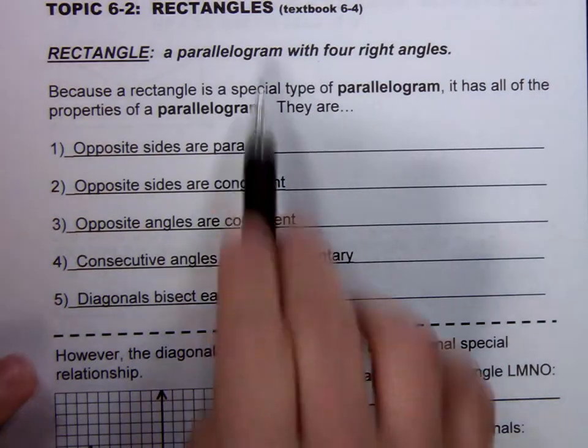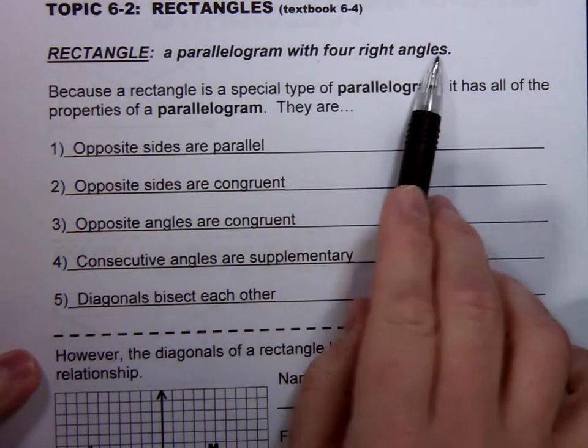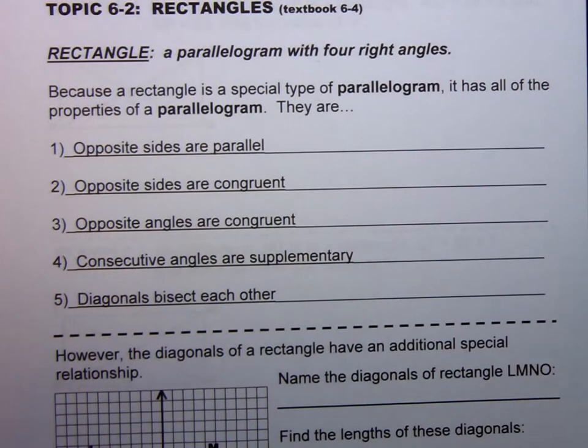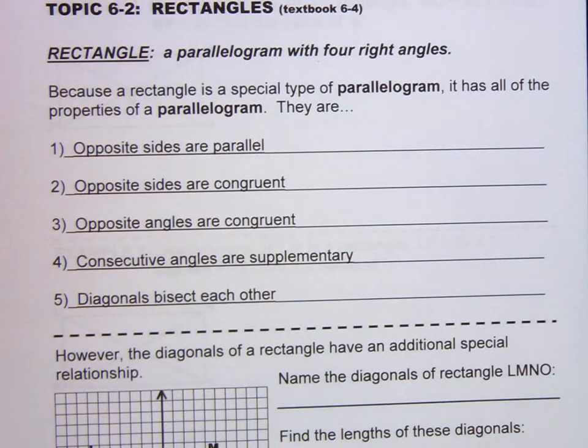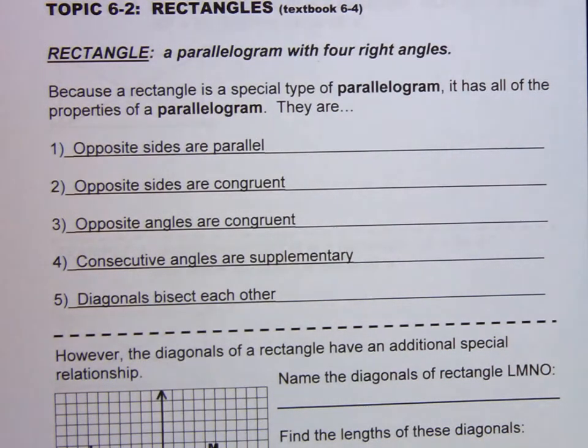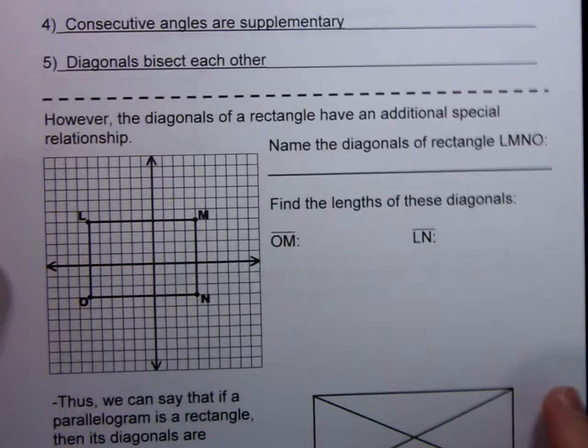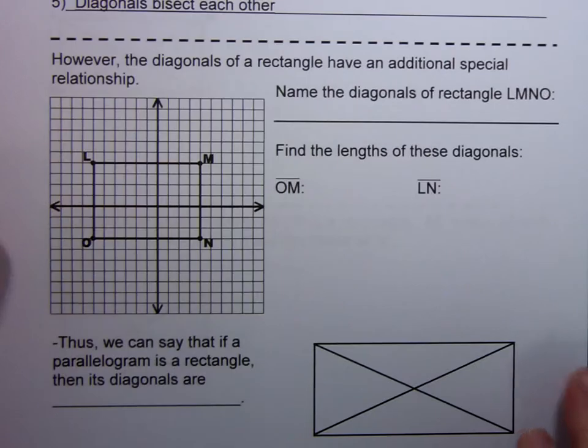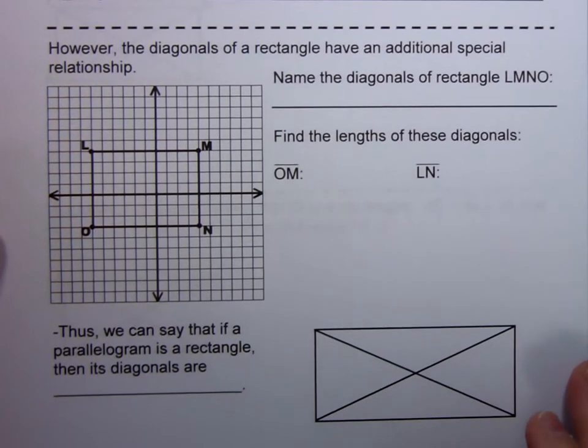Now, in addition to that, the definition tells us that a rectangle is going to have 4 right angles. That's not always true with parallelograms, but that will always be true for a rectangle. It'll have 4 right angles. And there's one other thing we need to learn about rectangles, and it's about the diagonals of a rectangle.